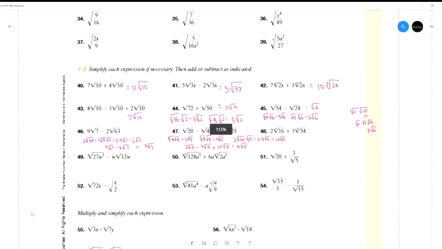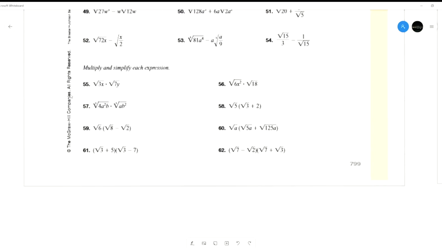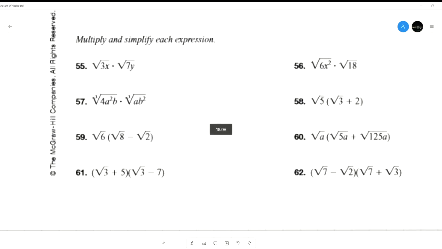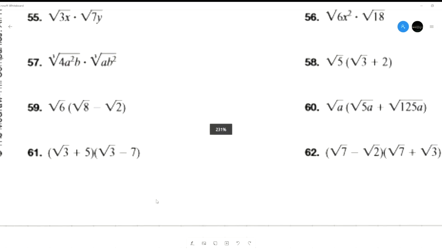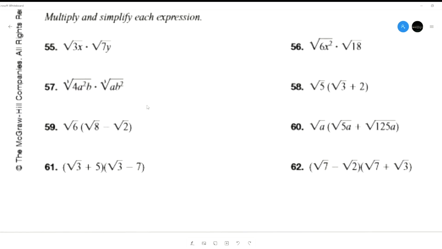All right, let's move on to some of the multiplication that we did. Kind of cool today.